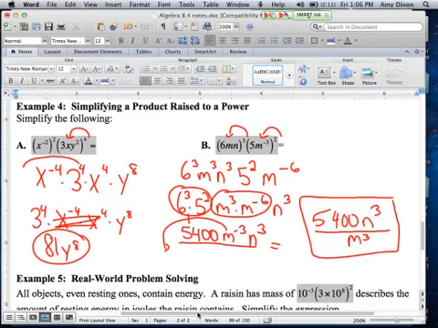Any questions on any of the steps that I did in this problem? All right. We got one more example here to look at.